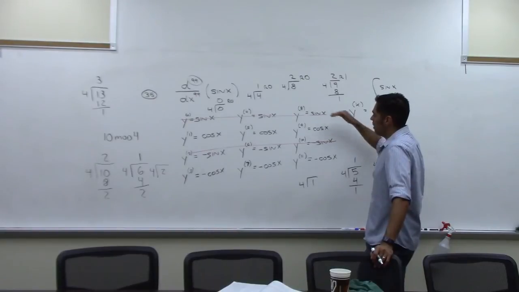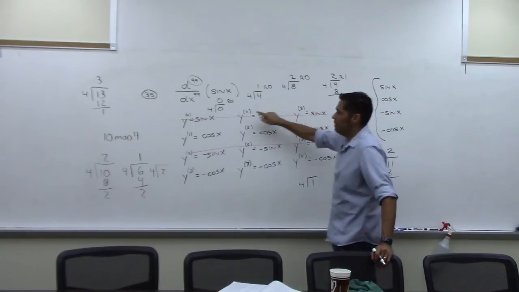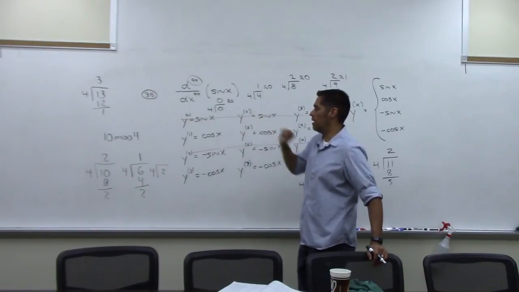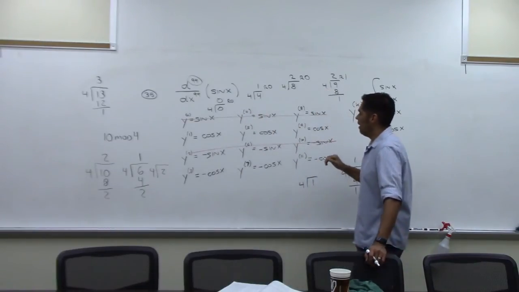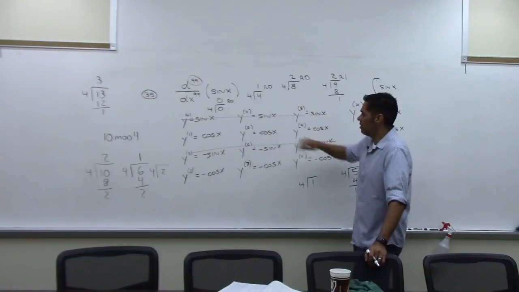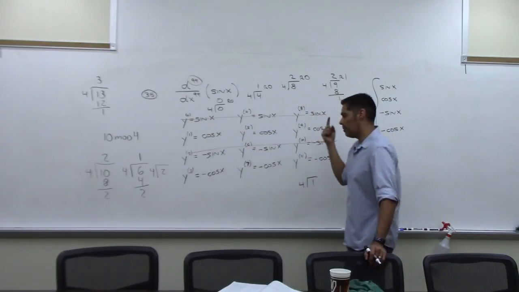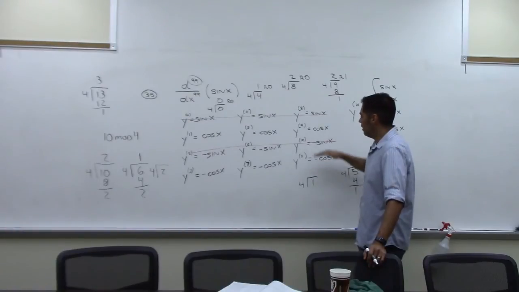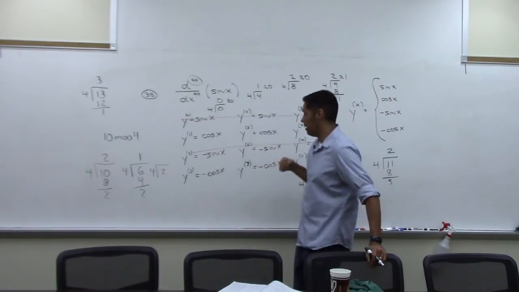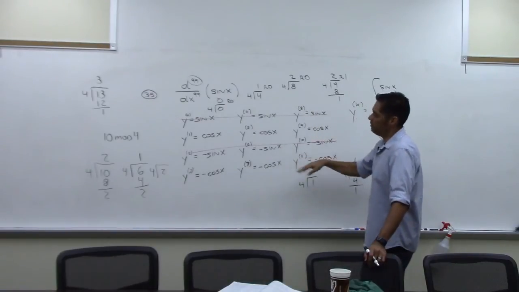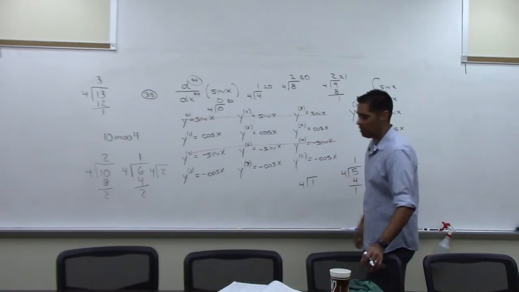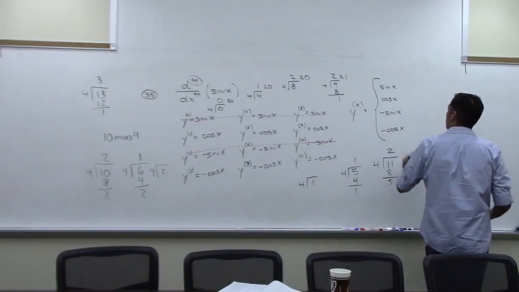Your answer will be this first row if, when you take this derivative and mod it with 4, you get 0 as a remainder. It'll be cosine x if you take this derivative number, mod it with 4, and get a remainder of 1. It'll be negative sine x if you mod it with 4 and get 2, and this one if you mod it with 4 and get 3. So I'm going to say that over here.